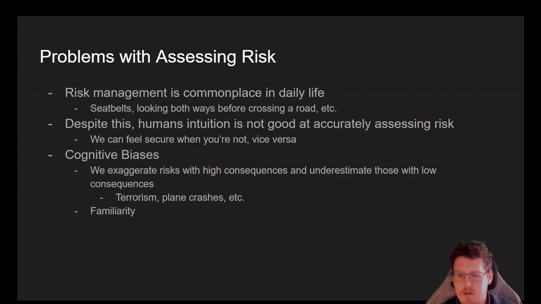And despite having a lot of practice with this, human intuition is not very good at accurately assessing risk. So we can feel very secure when we're not very secure, and vice versa. Some examples of these are cognitive biases, where we will exaggerate a risk which has high impact, and we'll underestimate things which have low impact. This can be things like evaluating the risk involved in taking a plane somewhere rather than driving.